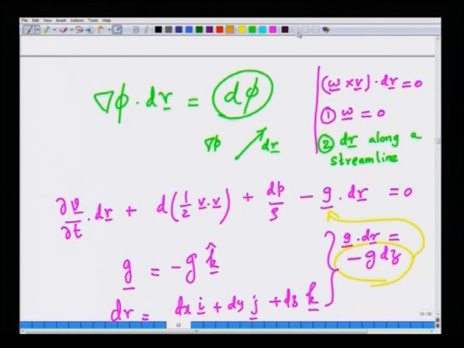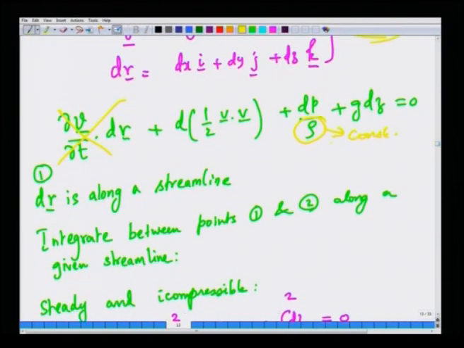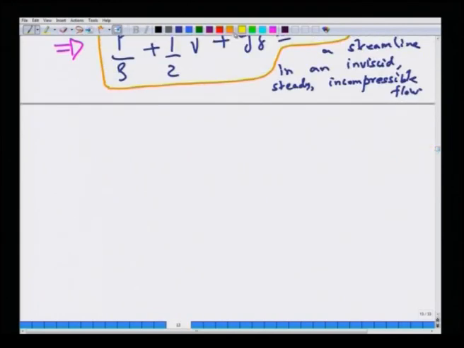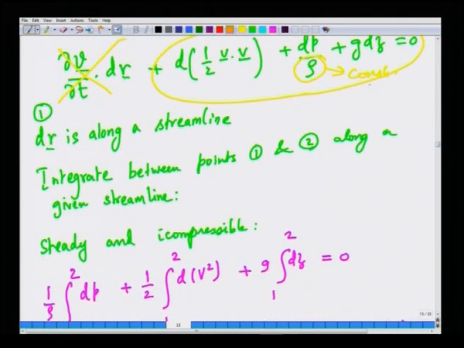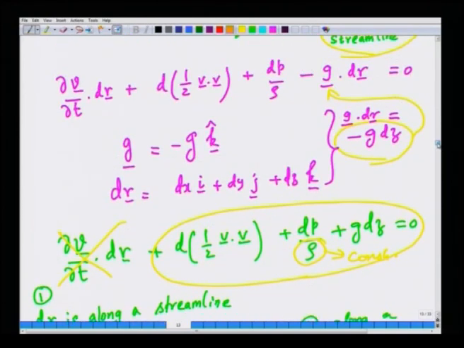Now, we also had this other assumption. The first assumption, well, we considered this first, dr along a streamline. We also had another possibility that omega is identically 0. So, let us go back to this equation and integrate it now, considering the assumption that omega is identically 0, instead of considering along a streamline.